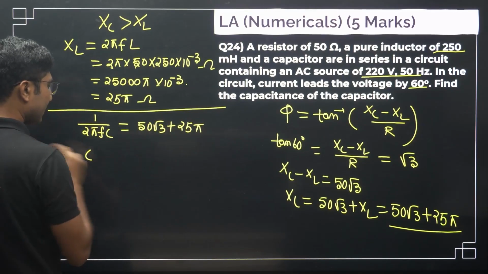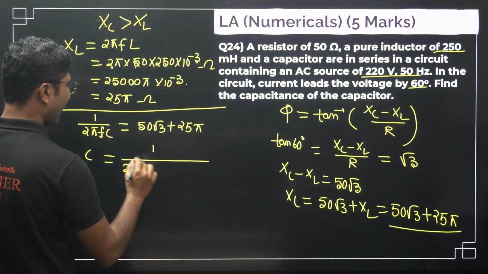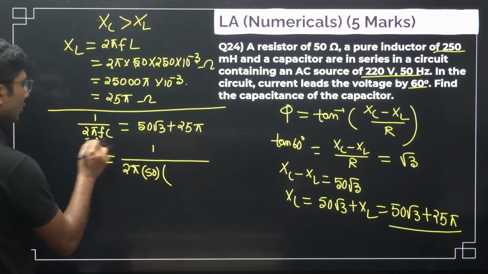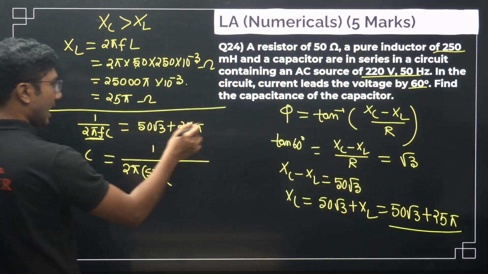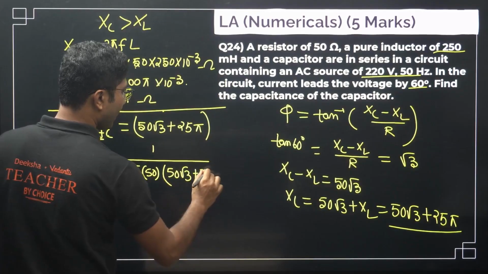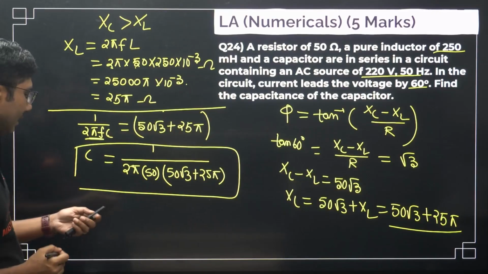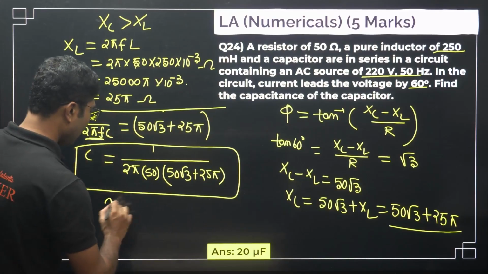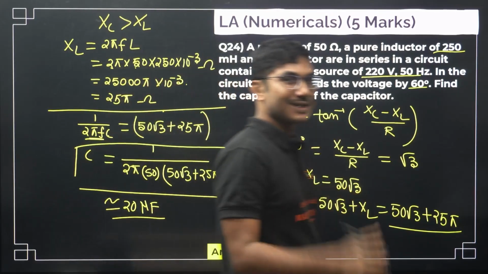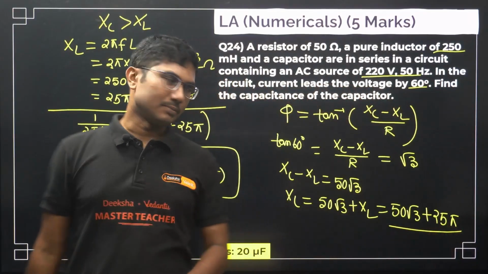From there you can calculate C equals 1 by 2 pi into F, where F is 50. This much is common, 2 pi F is common. C you have taken here, and this will come as a division. So 50 root 3 plus 25 pi. You can simplify this to calculate the capacitance of the circuit, which will come out to be approximately 20 microfarad. Microfarad means 10 to the power of minus 6, which will come if you calculate it properly, and 20 microfarad will be the answer.